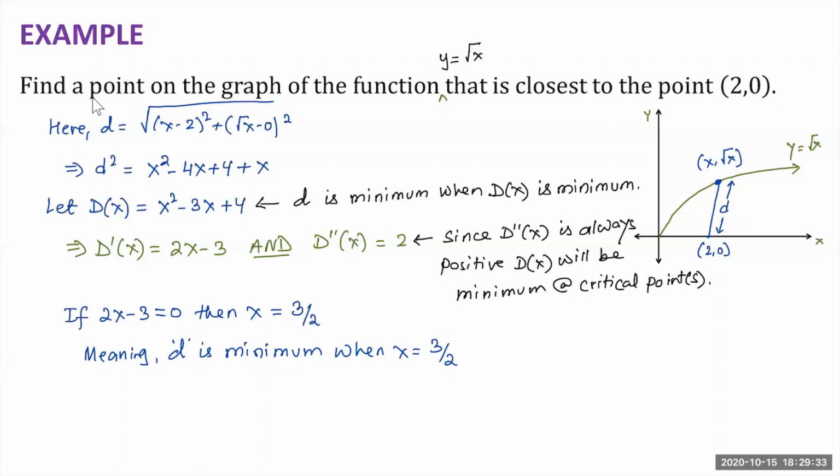But our question is, we have to find the point. Point is x comma square root of x. So the required point on the graph for which the distance is minimum is x, which is 3 over 2, comma square root of 3 over 2. So the required point is 3 over 2, comma square root of 3 over 2.